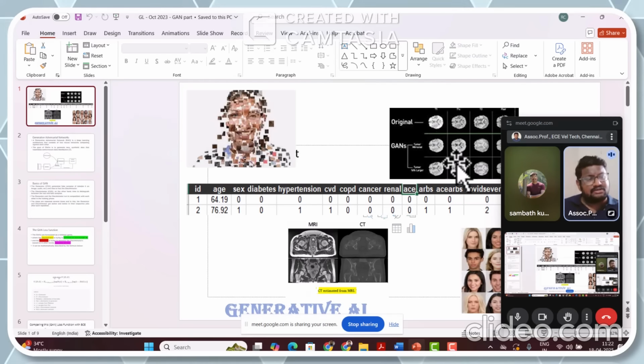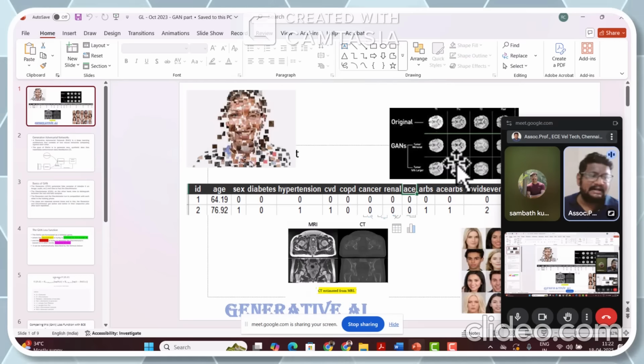Experiments and publications are going on, very interesting, where original images and synthesized images are given to doctors. Somewhat they are able to identify the synthesized images, and sometimes doctors are also not able to identify which are synthesized and which are original images. So generative AI is making a benchmark in generating data. And what we see at the bottom is MRI and CT.